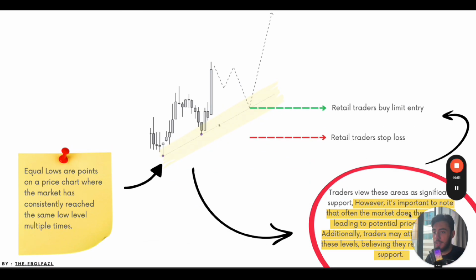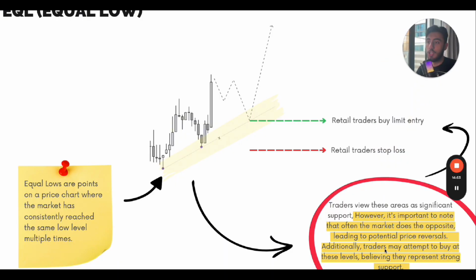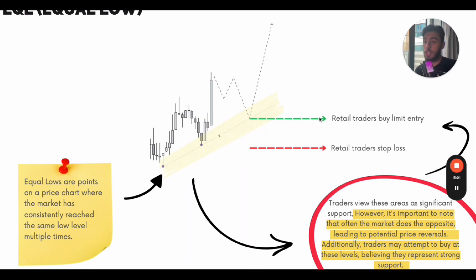So traders, let me just move this a little bit higher. Traders view these areas as a sign of support. However, it's important to note that often the market does the opposite, leading to potential price reversal. Additionally, traders may buy at these levels, believing these represent strong support. So it's the same thing as an equal high.